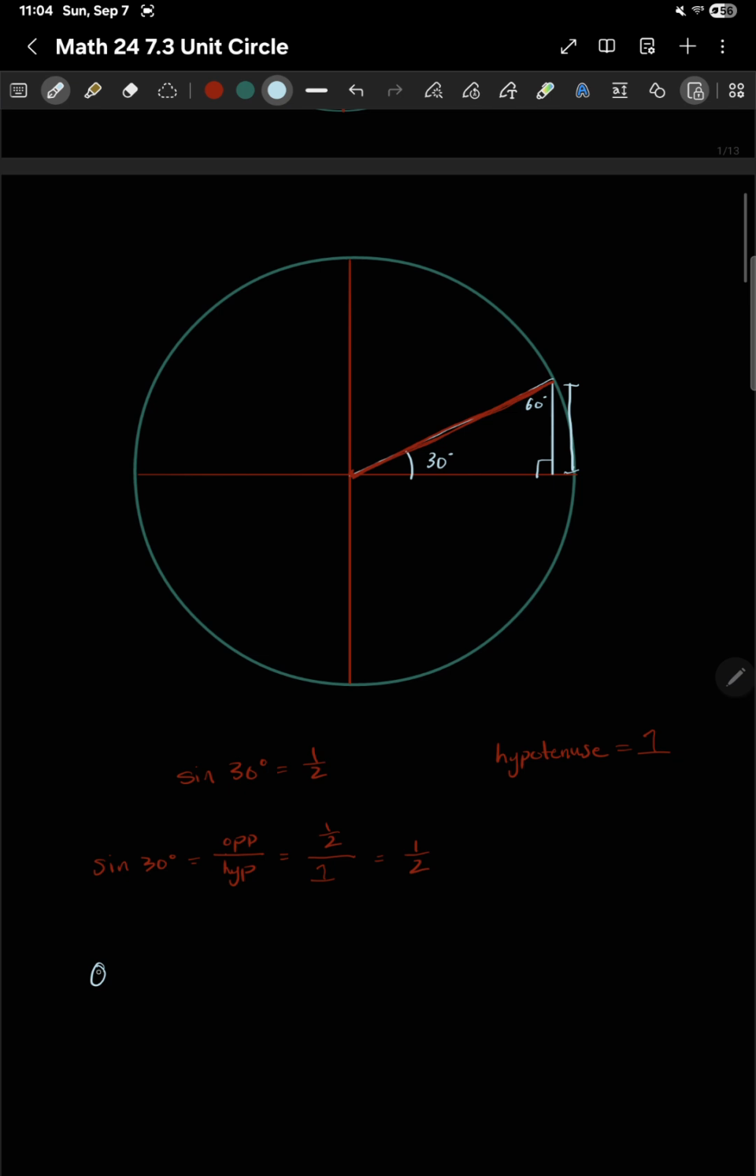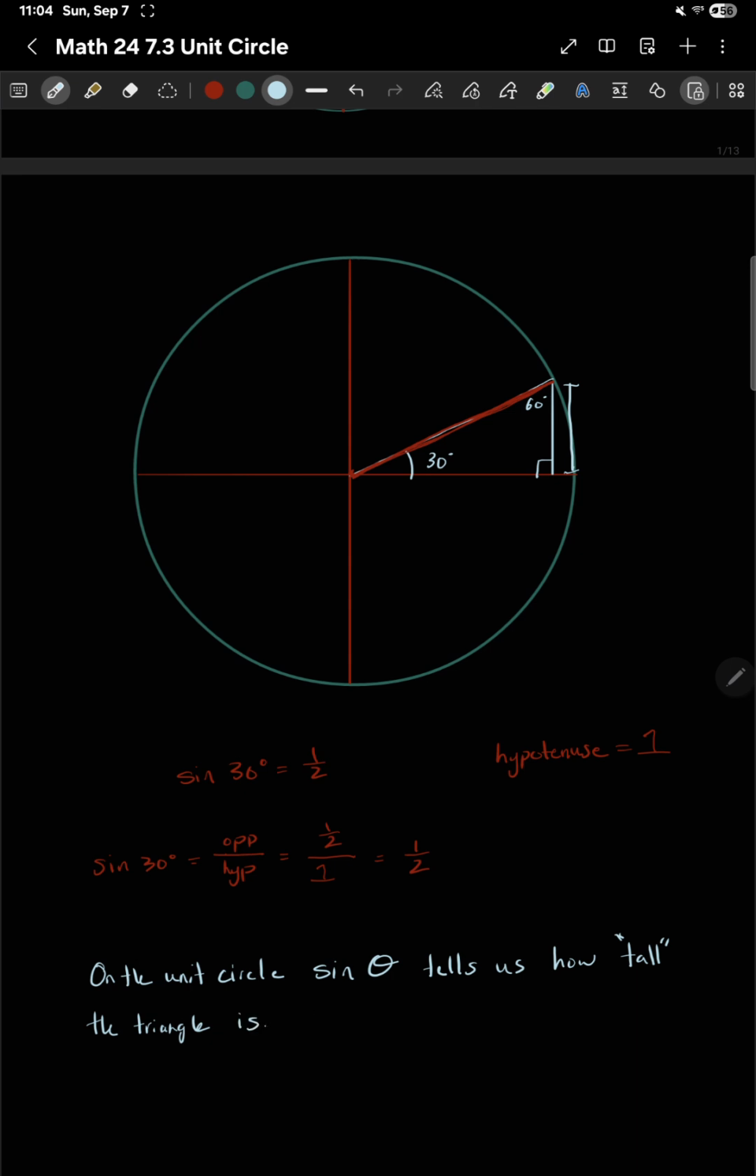So on the unit circle, sine of an angle, I'm going to call it theta, sine of an angle theta tells us how tall, or the height of the triangle, how tall the triangle is.